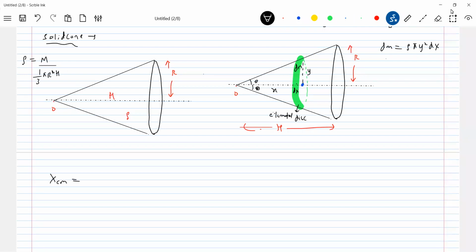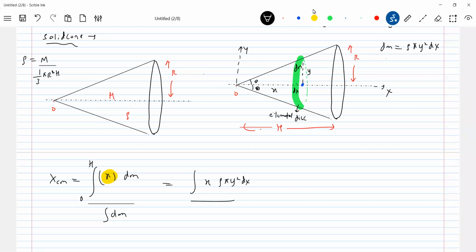So xcm should be equal to the integral of the center of mass of this elemental structure. This is the origin we are taking, and this is the x-axis. At what distance is the center of mass of the elemental structure from the origin? At a distance x. So put it in brackets. Then the mass of that elemental structure by the total mass of the system. So the value of x is from where to where? 0 to h. So what is dm? Rho pi y square dx. The total integral of dm will be m.